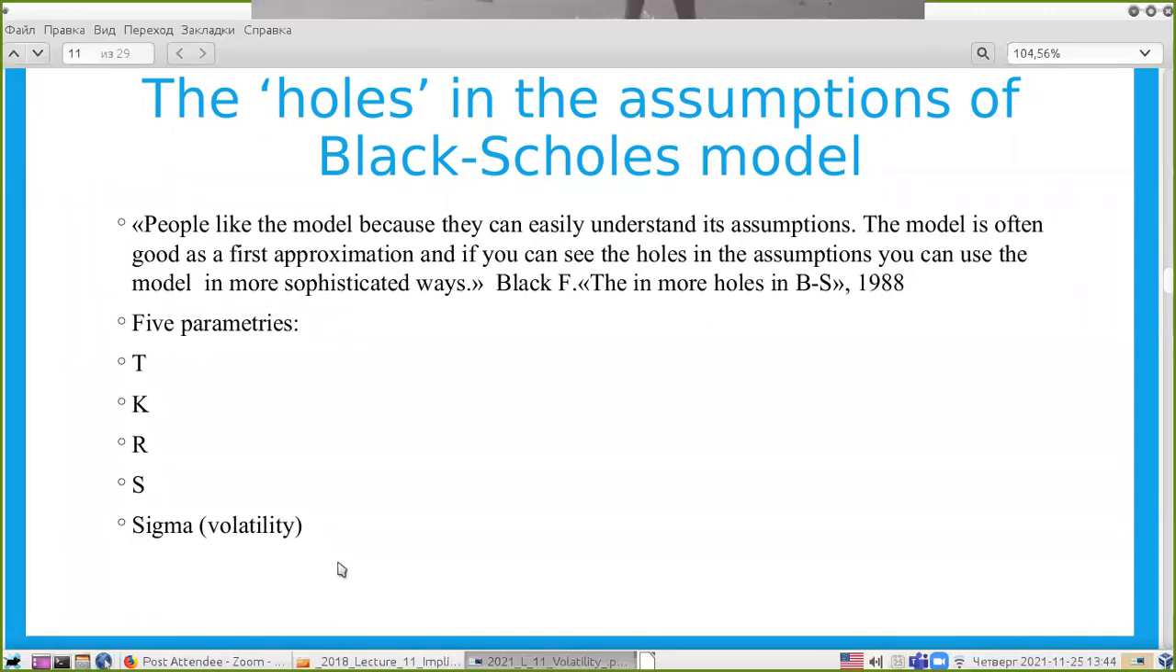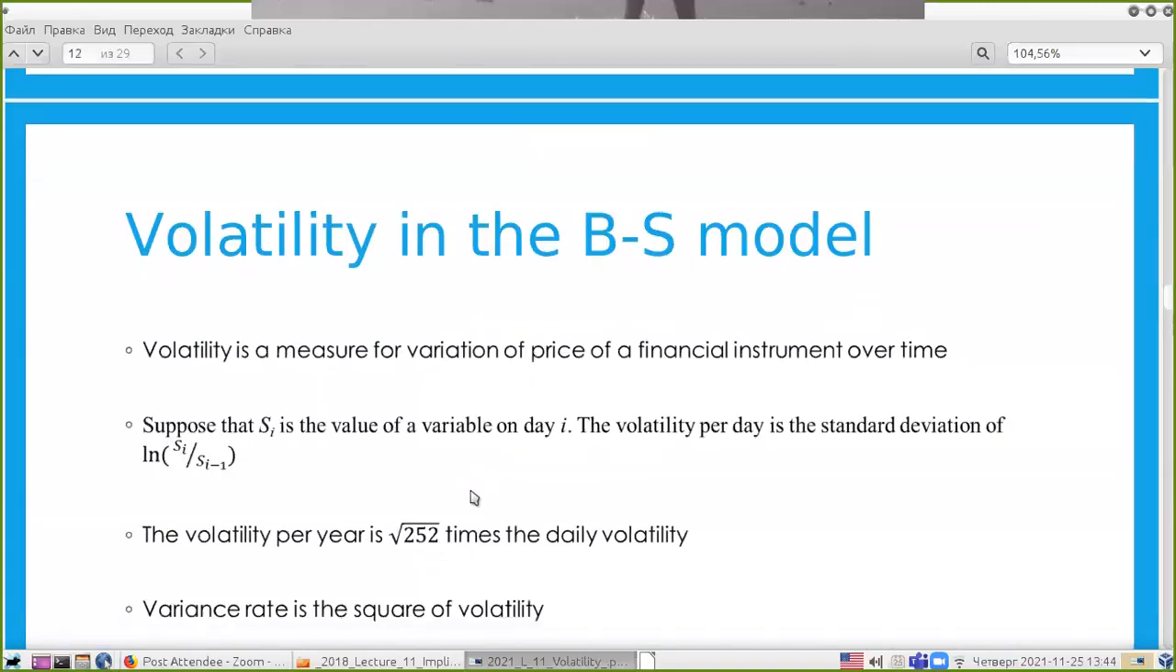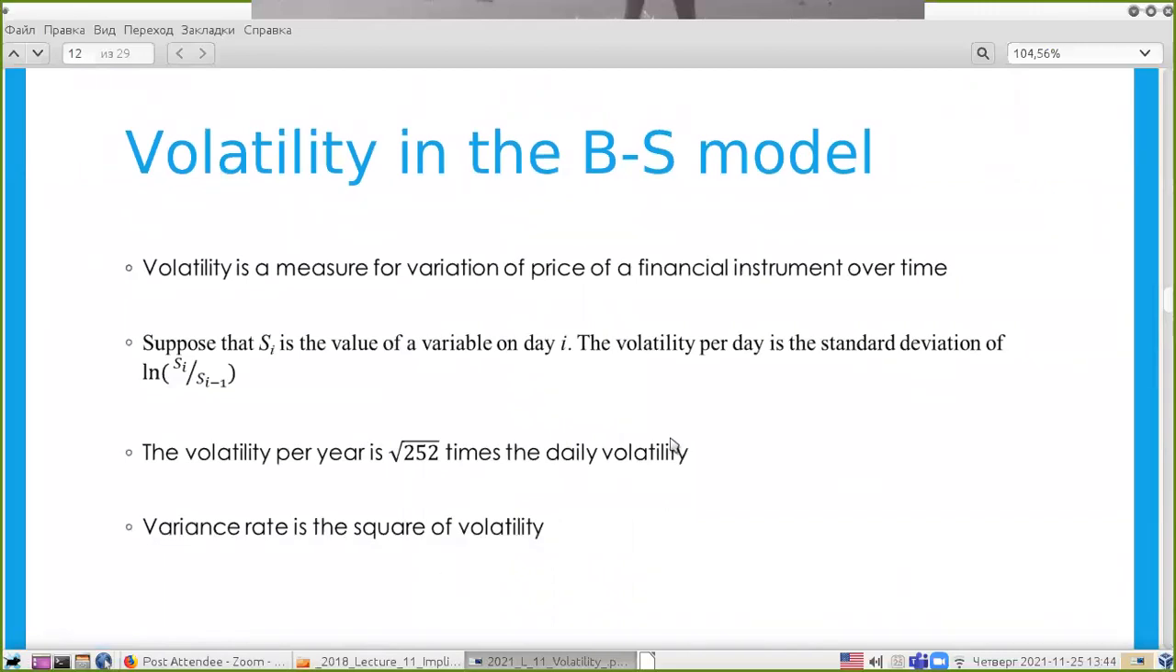But there are some questions about this parameter, because if we use, for example, 100 days for computing, we get one volatility value. If we have 150 days, it is another volatility. If we have 300 days, it's another. We can compute different values of volatility, but which of these volatilities is right, we don't know. So volatility is a measure of the variation of the price of a financial instrument over time. It's clear.